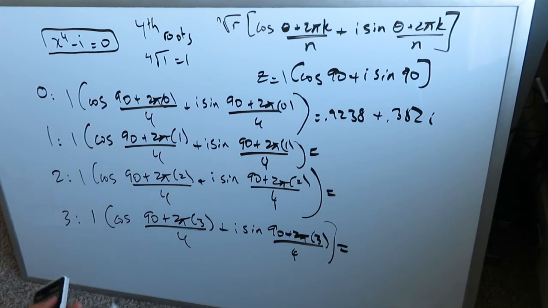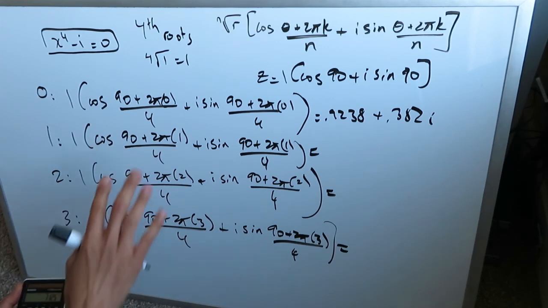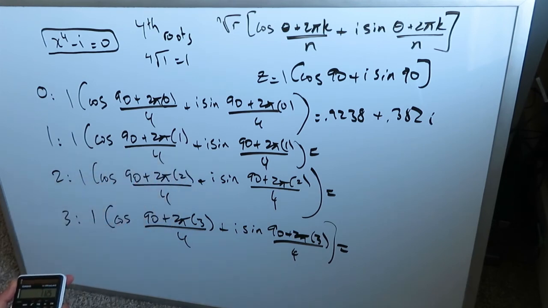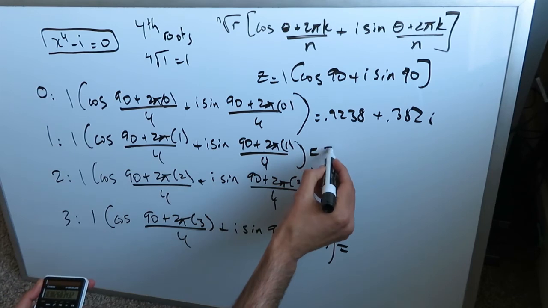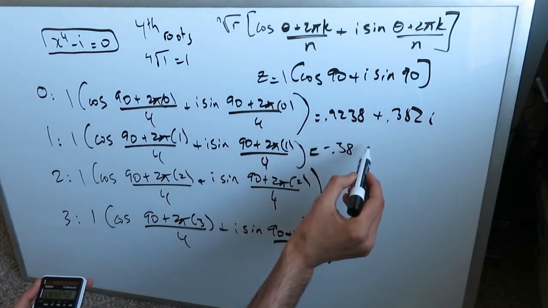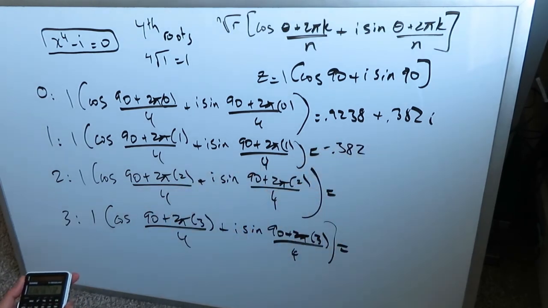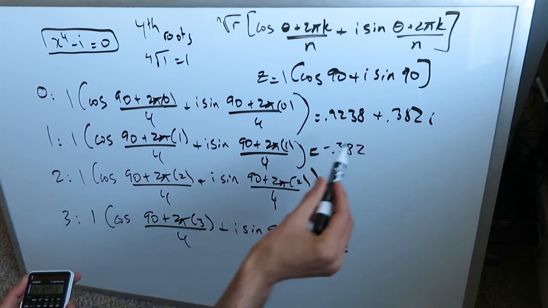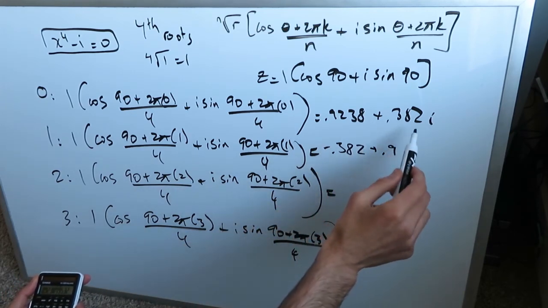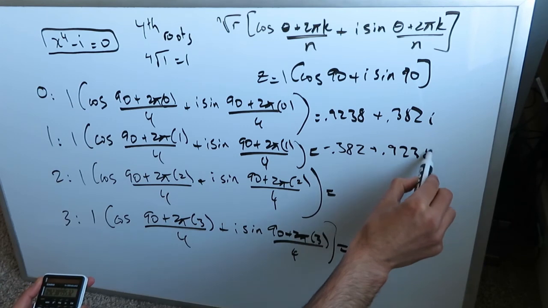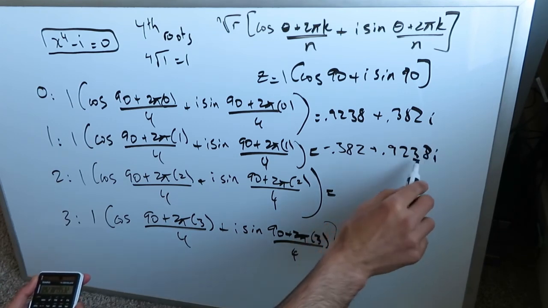Let's look at this next one, 90 plus 360, divided by 4. I get 112.5. Cosine of that, I get a minus 0.382. And let's look over here, sine, I get a plus 0.9238i.